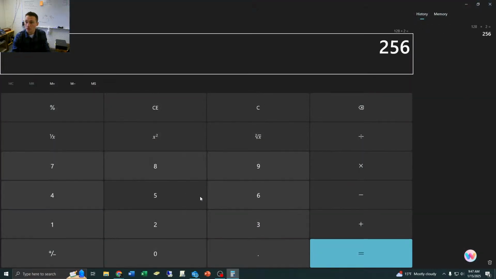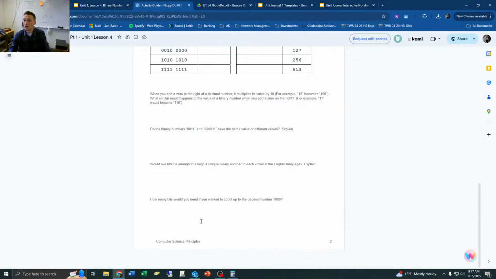128 times 2 is 256, or one more than all of the values of the 1 digits in our 8-bit binary. Because all of the 1s are 255, all 1s, 255. I add 1 to that, that's what my next double is going to be. So 256 is going to be my next placeholder, and that's at 9 bits.